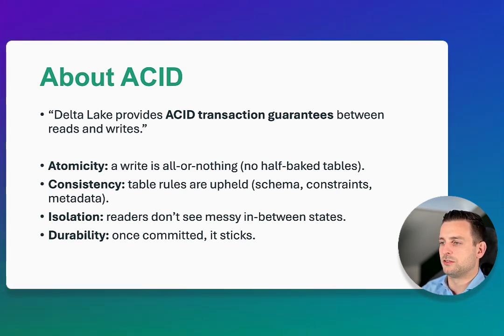Consistency means that the table rules are upheld. There are checks on schemas, on constraints, on metadata, and if your write process or update process does not adhere to these rules, your transaction will not go through.